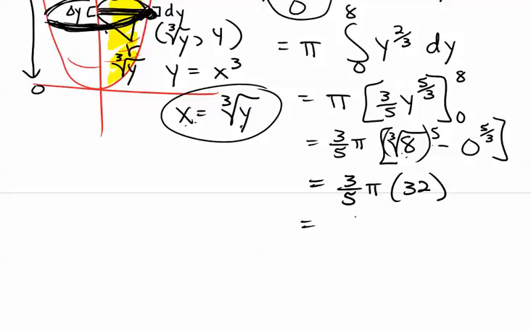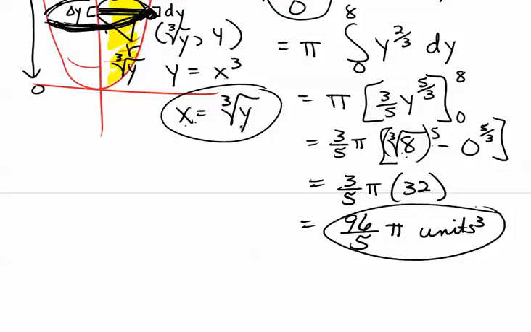So it looks like we could write this as 96/5 pi. And again, optionally, we don't know the units yet, cubic units. And that should be our examples for now.